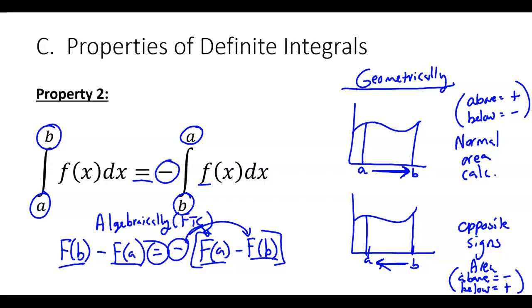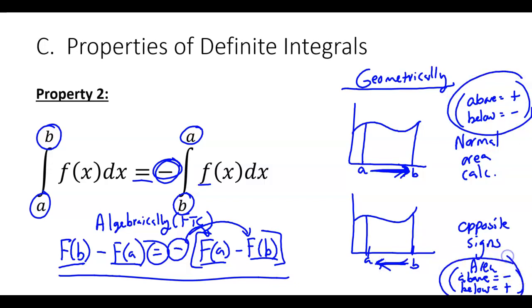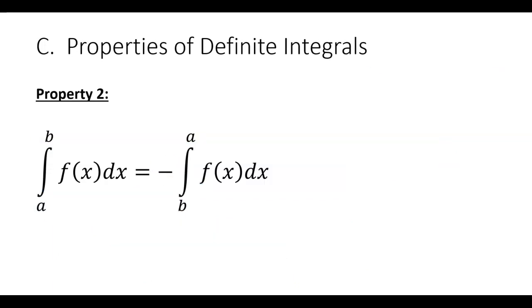So there's two ways to think about it. Algebraically, we can prove it using the fundamental theorem of calculus that yes, you get the same answer, just opposite signs. So we just put a negative in the front and they become equal. Geometrically, you can think of it as integrating from left to right, positive area above, negative area below. But integrating right to left flips it. Above the x-axis means the area is negative, below the x-axis is positive now. Okay? And how are we going to be using this property today? Basically, we're going to be forced to flip these around, and when we do that, we're going to want to put a negative in the front. So that's property 2.